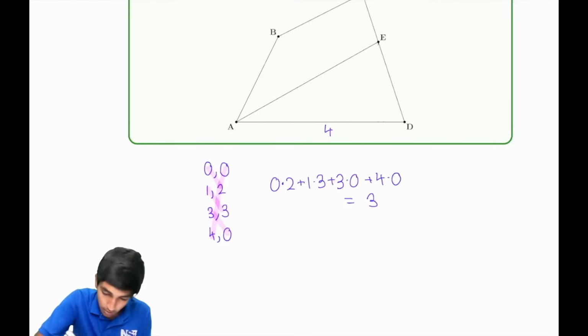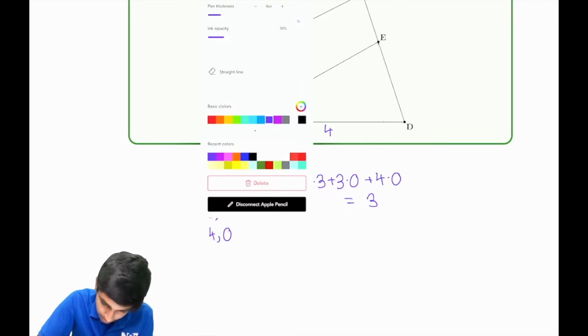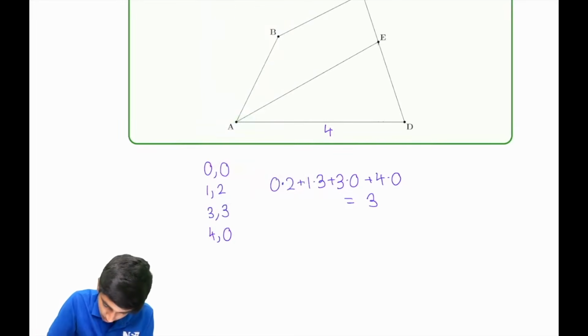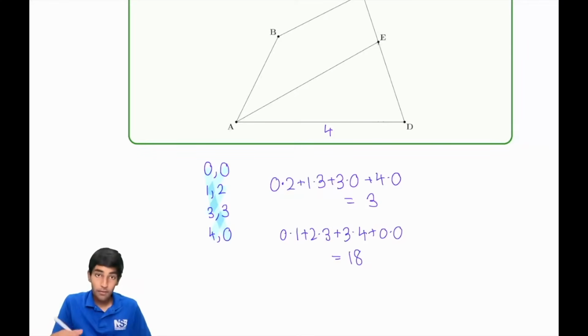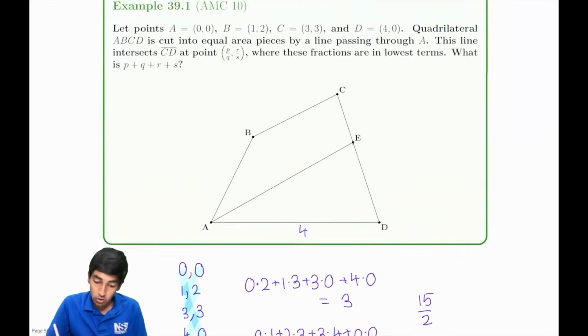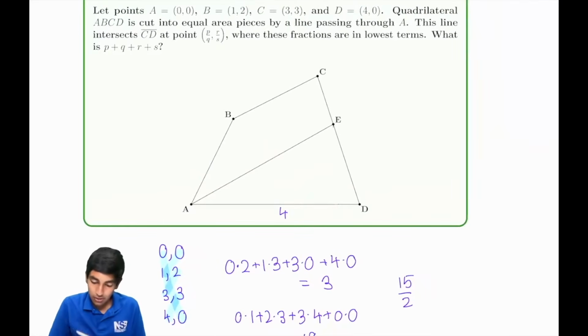Okay, now we go the other way. Erase these purple lines and draw blue ones instead. So, this way, this way, this way, and this way. The blue, 0 times 1 plus 2 times 3 plus 3 times 4 plus 0 times 0. That is 18. So, the difference between these two, 15. Our area, 15/2. So the area of this triangle AED is going to be 15/4.